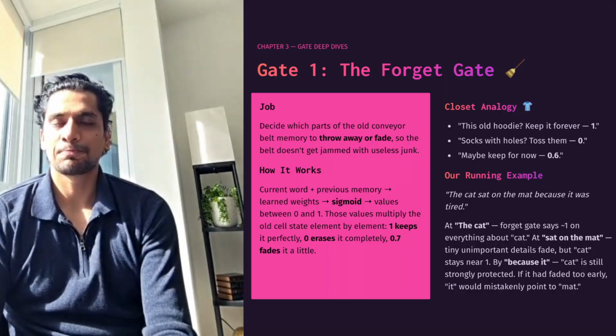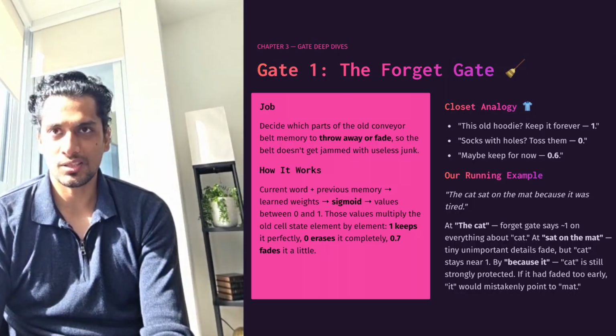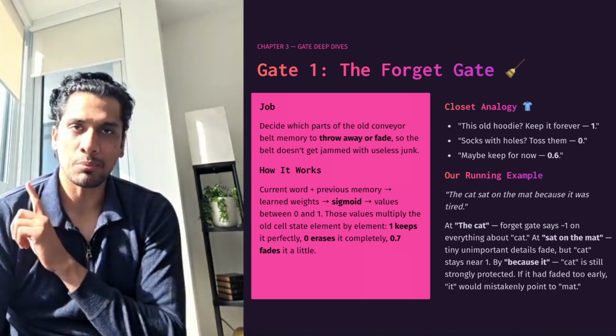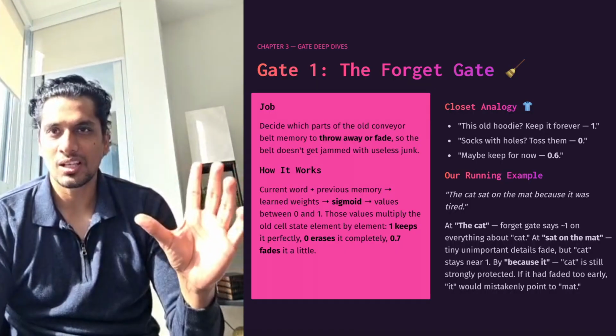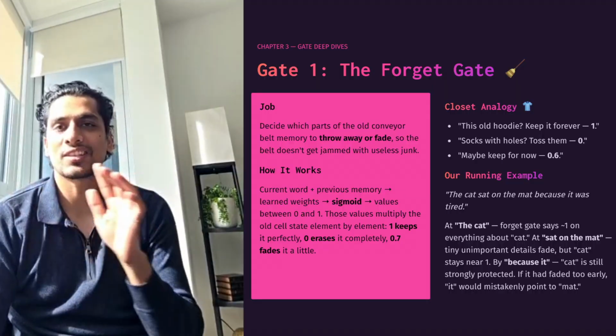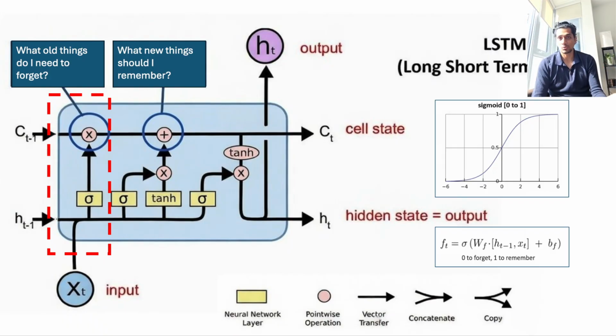First, the forget gate. What's its job? Its job is to decide which parts of the old memory sitting on the conveyor belt that we talked about should be thrown away or faded a little bit so that the belt doesn't get jammed with useless junk. Now, how does this work? It takes the current word plus what we remembered from the last time, and runs them through some learned dials. What are these dials? These are the weights, the numbers the model tunes with training, something we talked about last time. And then it adds a tiny bias tweak.